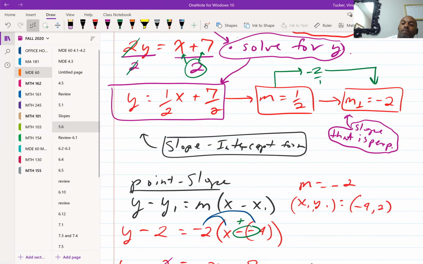All right, so we'll start off with the definition of a relation. A relation is any set of ordered pairs. So an example of that: (1, 2), (3, 4), (5, 6). We have 3 ordered pairs. That is considered a relation.